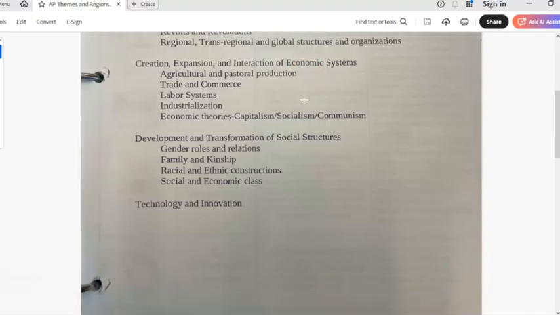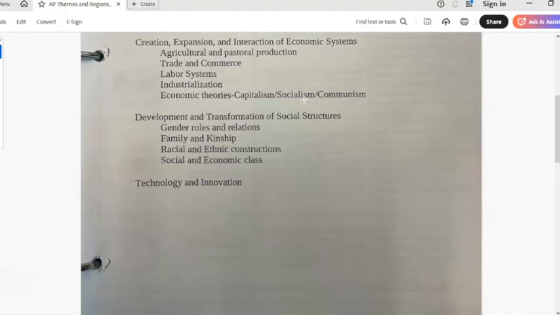Trade and commerce, that's easy. Okay. What are they trading? Is it a barter system? Am I trading you 2 pencils for a pen, or am I buying that pen off of you using money? Okay. Labor systems. Okay.